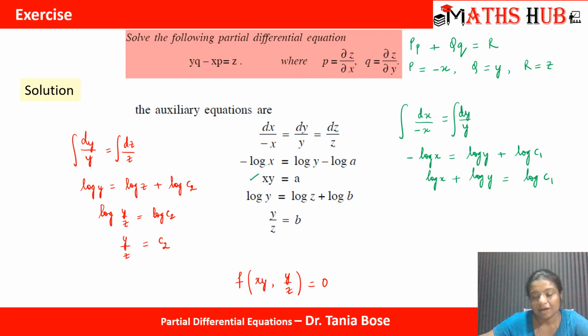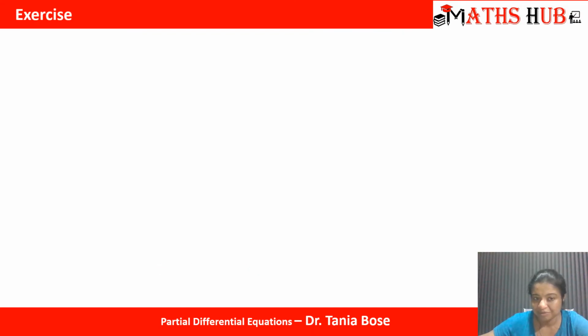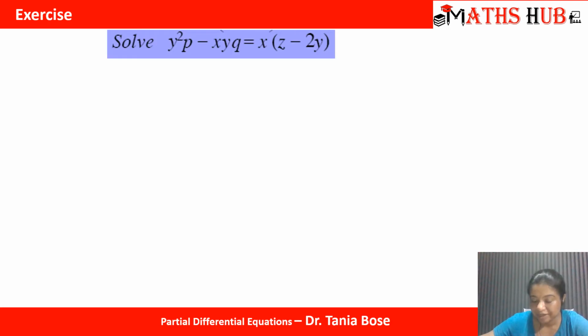Okay. So now let us try to solve another problem. As I told you, the complexity of the problem will increase with every question. So solve y square p minus x into yq is equal to x into z minus 2y. So you need to identify first of all P, Q and R from the given problem.